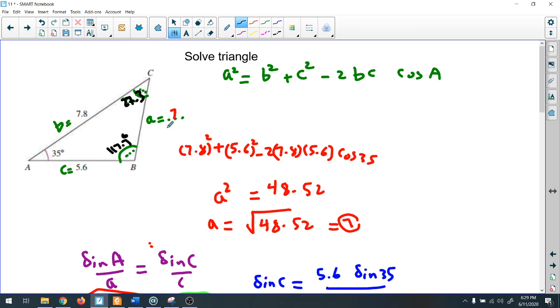This is how to use the cosine and sine laws, the laws of sines and cosines, to solve problems, solve triangles, and even real life applications.